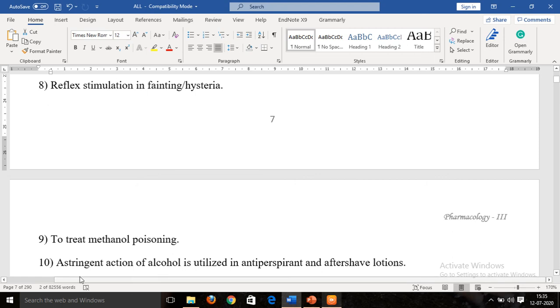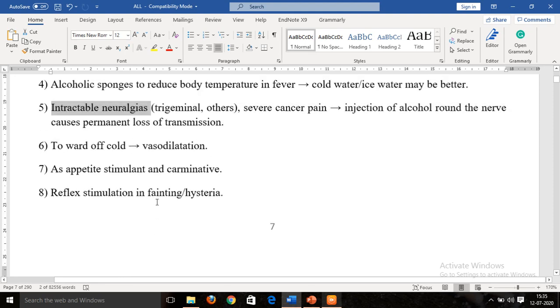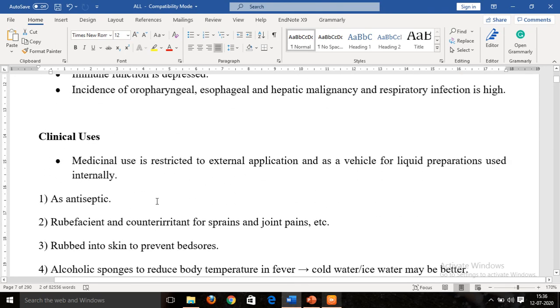Then the next use is as an astringent. Under the local actions, again we have seen that alcohol can precipitate the surface protein, so it has astringent property. So it can be used in antiperspirants and in aftershave lotions. So this finishes the uses of ethanol.